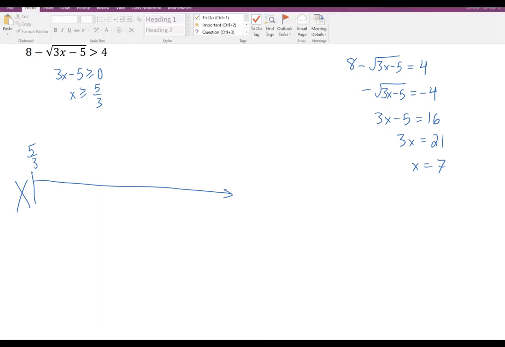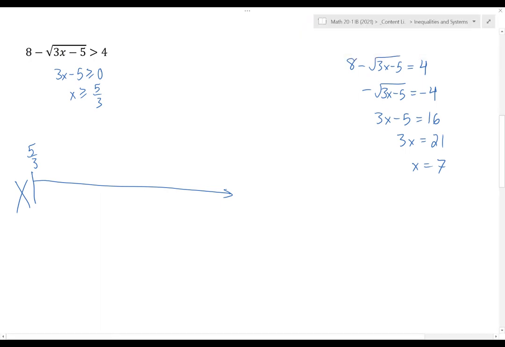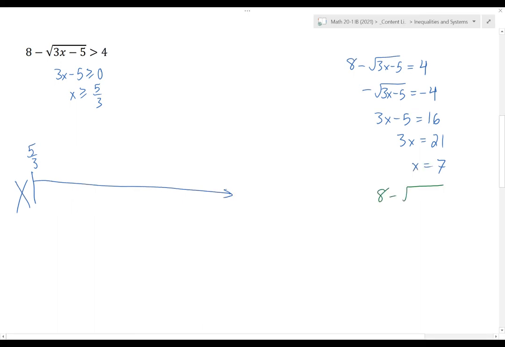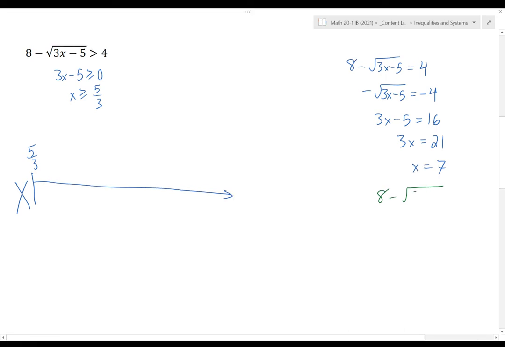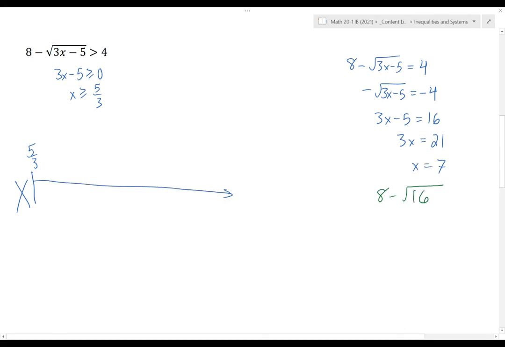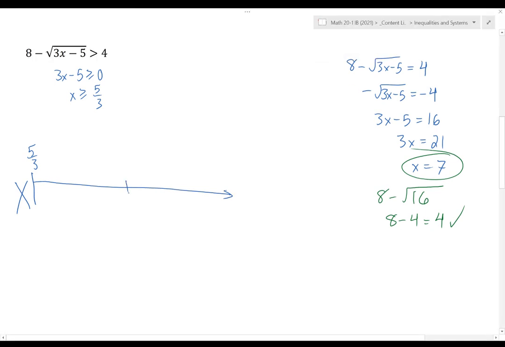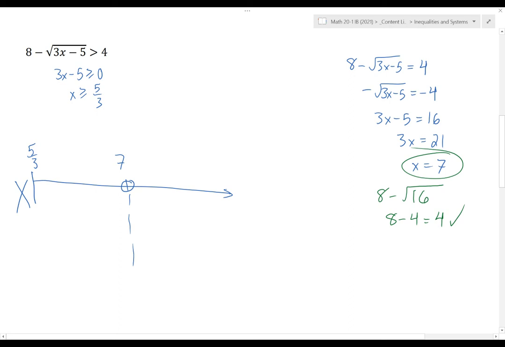I do want to check that this is an acceptable answer and not extraneous. So is 8 minus the square root of 3 times 7 minus 5 is 16. So 21 minus 5 is 16. This is 8 minus 4, which is equal to 4. So this is an acceptable answer. So I'm going to put it on my number line. It defines intervals for me, but it is not itself part of the solution.